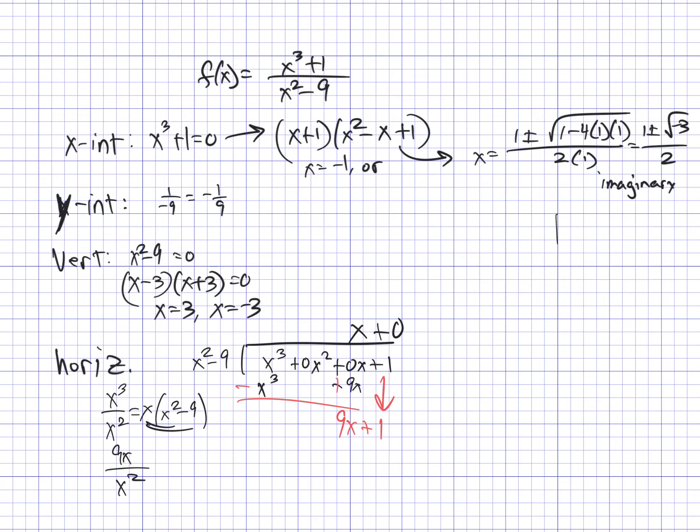So when we graph this, x-intercept is at -1. Y-intercept's at -1/9. Vertical asymptote at 3 and -3. No, the horizontal is slanted. Okay, so it's going through 0 with a slope of 1.